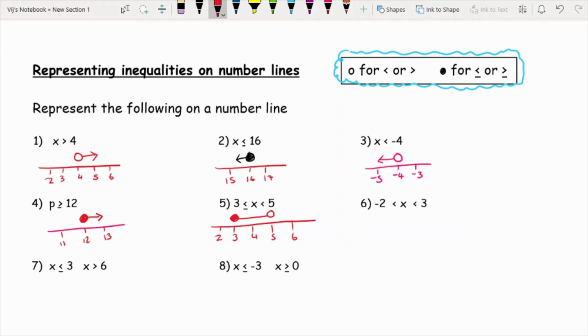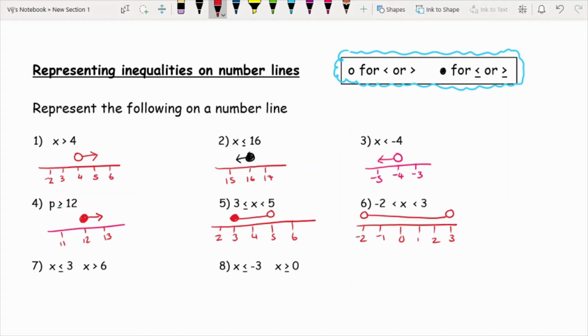So moving on to question 6. Again, I'm going to go for -2, -1, 0, 1, 2, 3. I'm going to put a circle above 3, a circle above -2, and then I'm just going to draw a connecting line between those two circles. And again, I don't need to colour any of those in because none of these inequality lines is underlined. It hasn't got a line underneath it, so I don't need to shade it in. So that is my final answer.